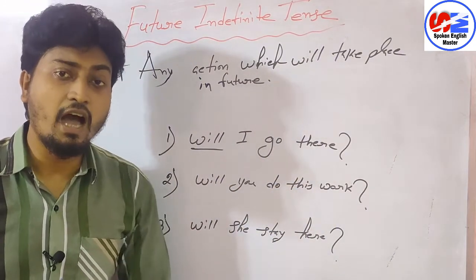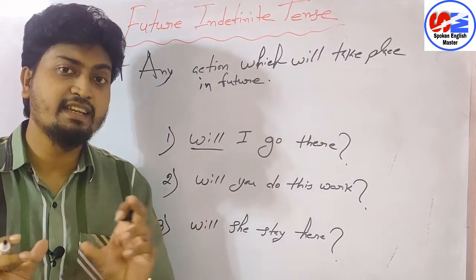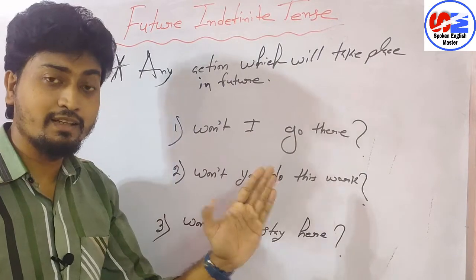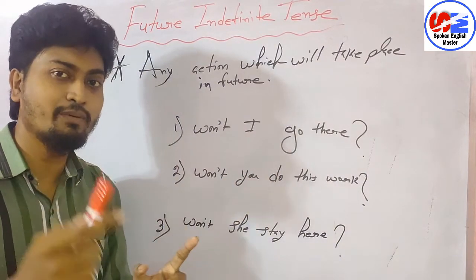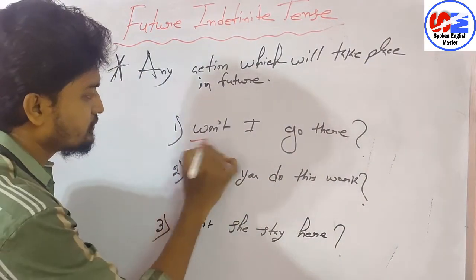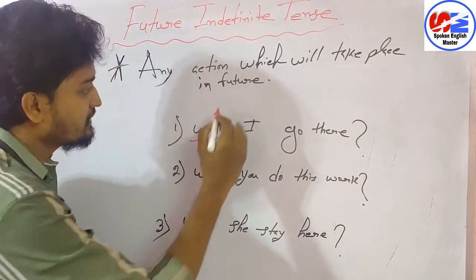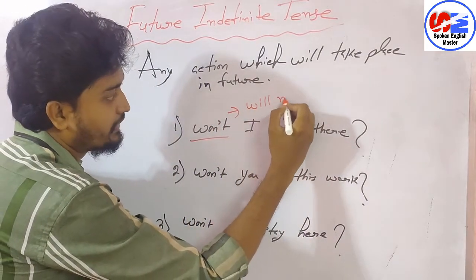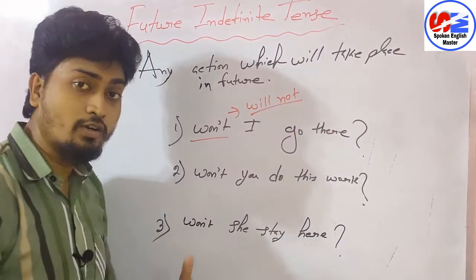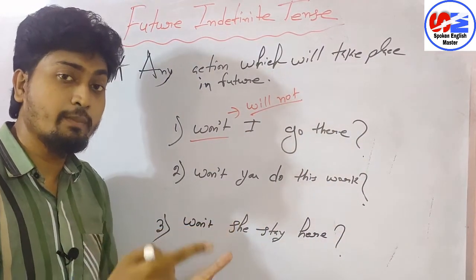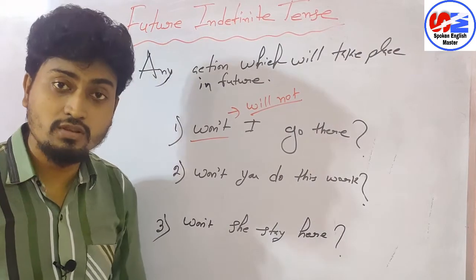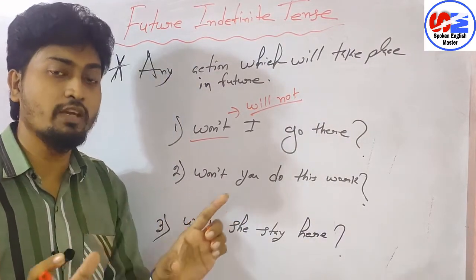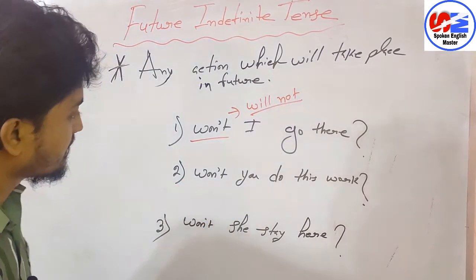Next, we will learn how to make these sentences negative interrogative. Let's have it. Won't I go there? क्या मैं वहाँ नहीं जाऊँगा? I think you are getting confused. Sir, what is won't? Won't is a short form of will not. Like I have told you in my previous videos, do not means don't, does not means doesn't. These are short forms, contractions.